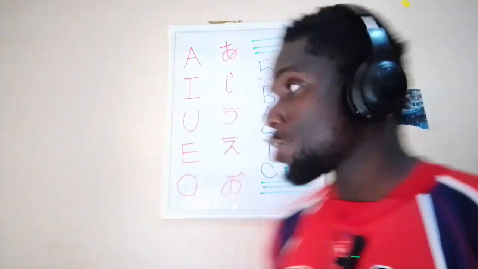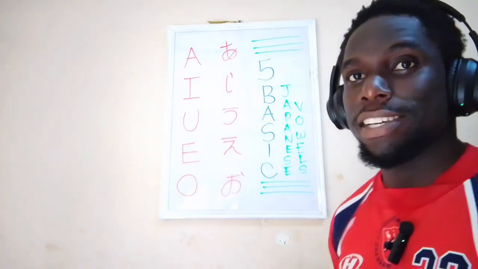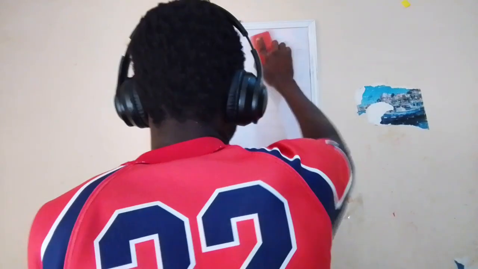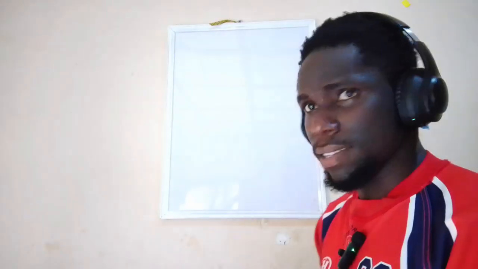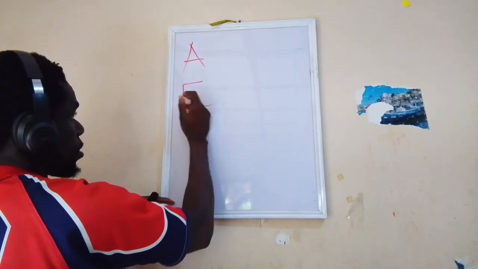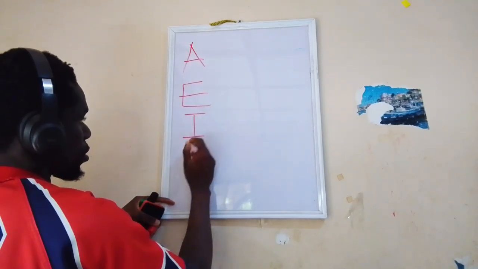So today we're going to be learning 5 basic Japanese words. Why did I say 5 basic Japanese words? So let me clean everything. Then we'll start writing them. If I'm not mistaken, I'm going to be writing them in Hiragana. So the first one, so I don't block what I'm writing. This is usually Japanese vowels.